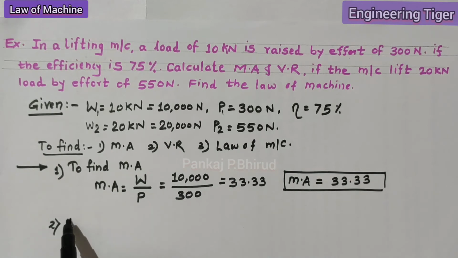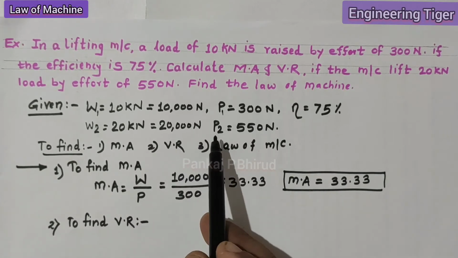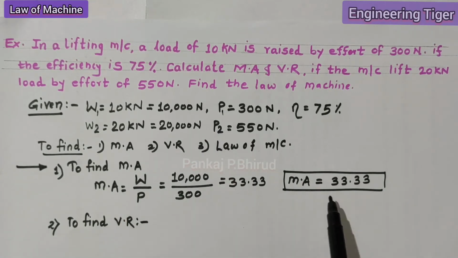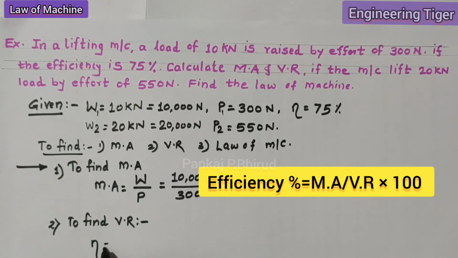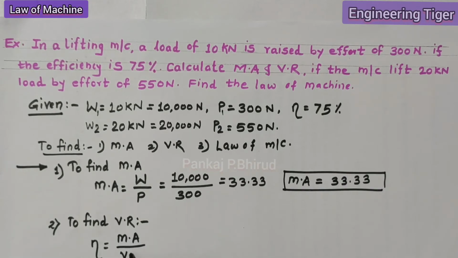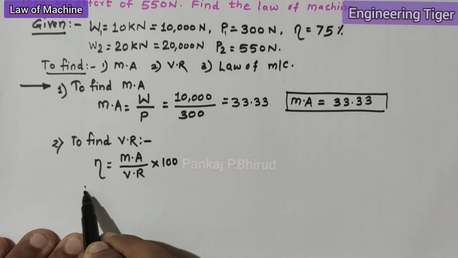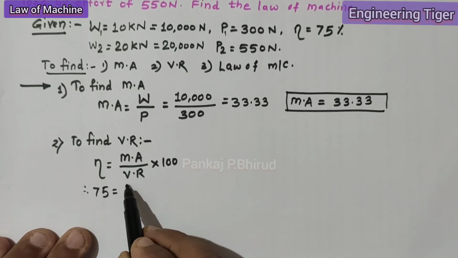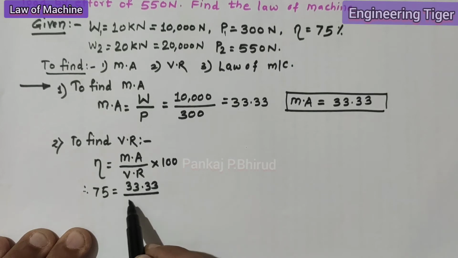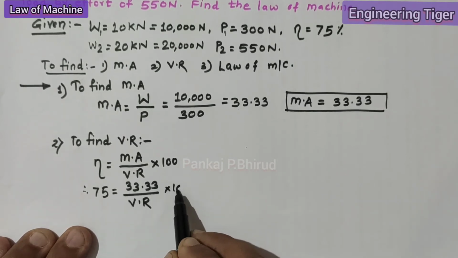So to find the velocity ratio, VR, here the efficiency is given and MA we have already calculated. Then we can find out the VR from the formula of efficiency. Efficiency equals MA upon VR into 100. So by putting the values of efficiency and MA, we will get the VR. So let us put efficiency 75 is equal to MA 33.33, VR we have to calculate, into 100.